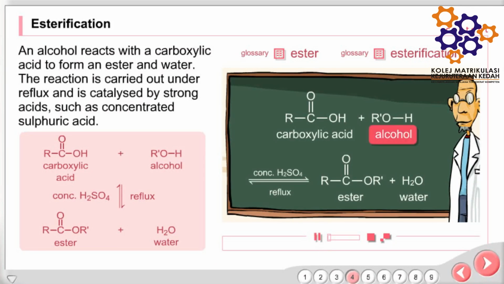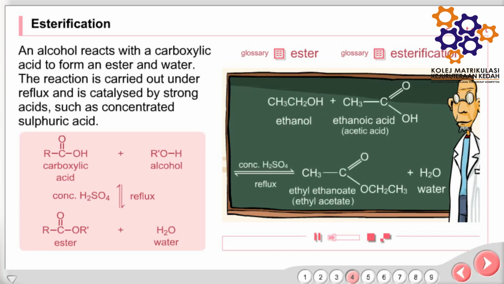An alcohol reacts with a carboxylic acid to form an ester and water. The reaction is carried out under reflux and is catalyzed by strong acids such as concentrated sulfuric acid. The esterification of ethanoic acid with ethanol in the presence of concentrated sulfuric acid gives ethyl ethanoate. The esterification reaction is reversible.